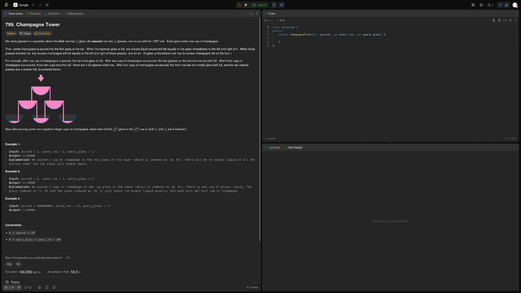Medium problem, champagne tower with stacked glasses in a pyramid, where the first row has 1 glass, the second 2 glasses.